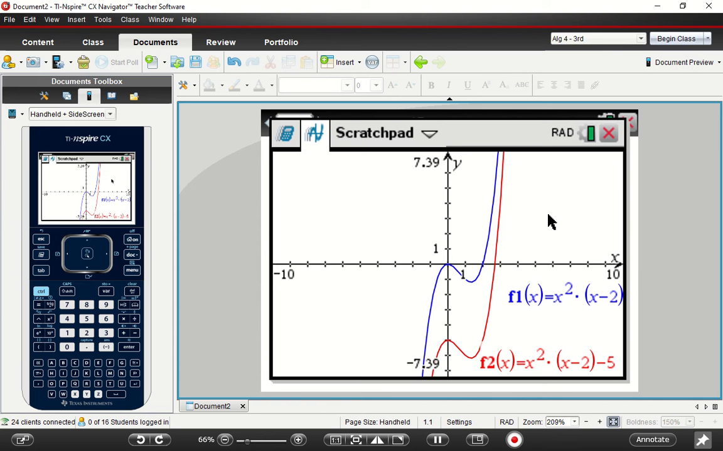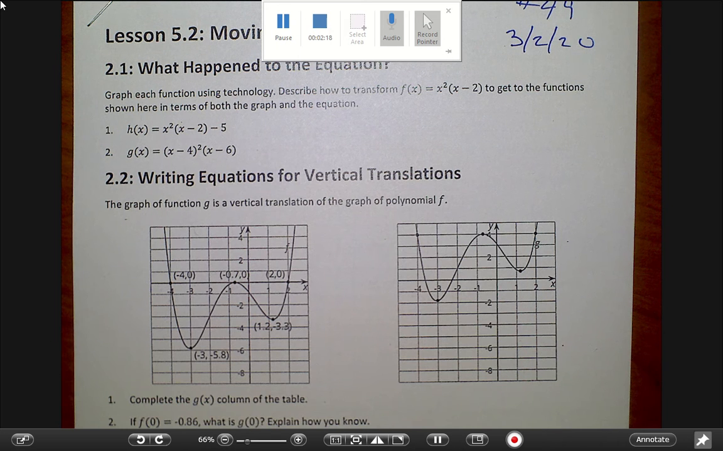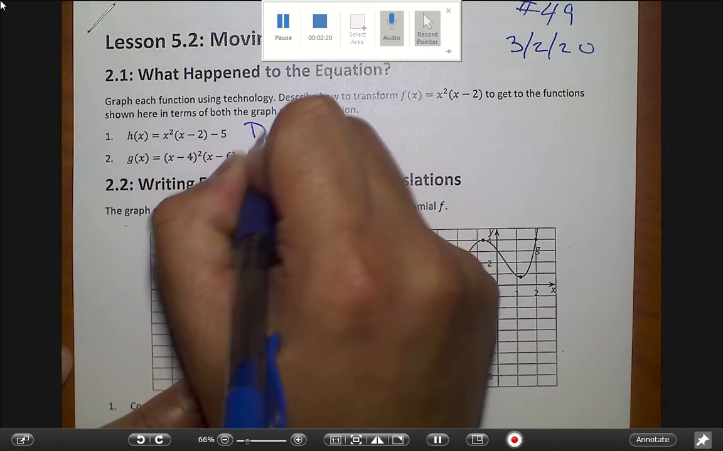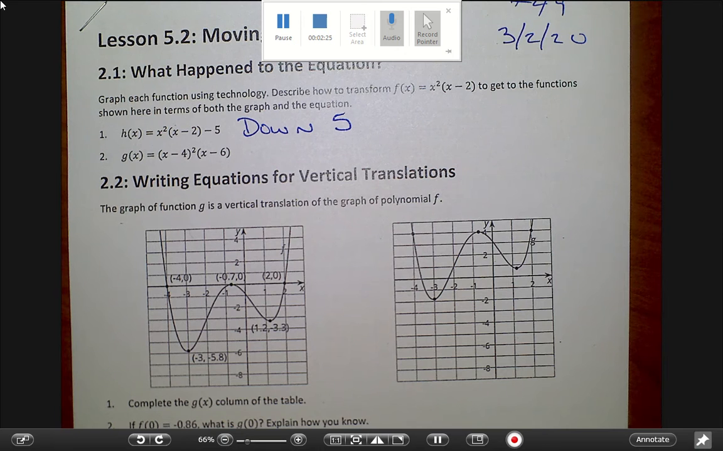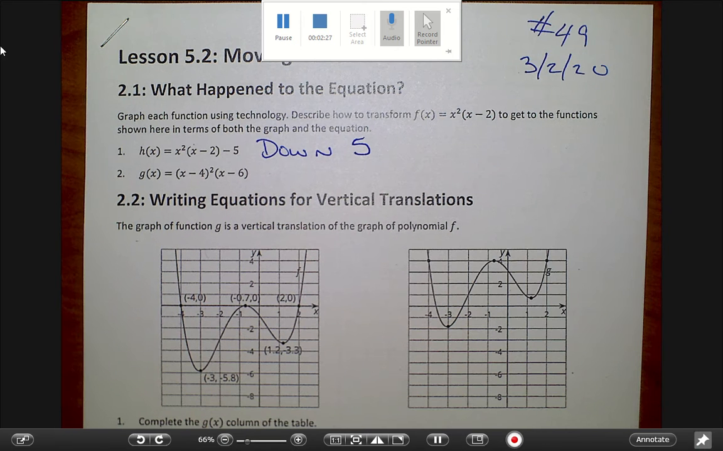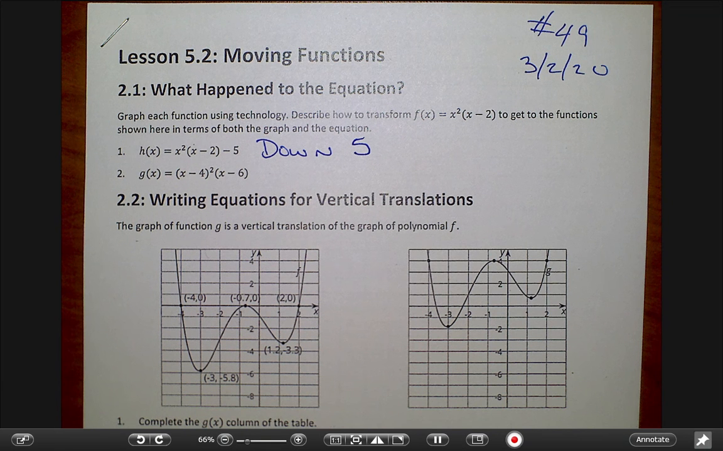So, what did my graph do? How did I get from f to h? From the blue one to the red one? Went down. Okay, a little bit more specific. Down 5, right? Very good. So, I'm going to say that it goes down 5. Okay, that's good. Goes down 5.